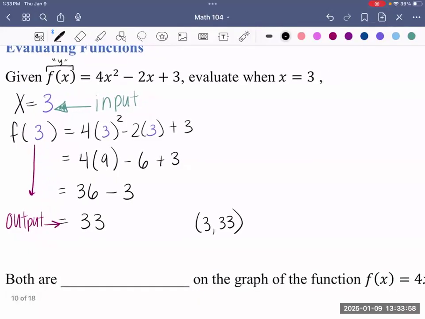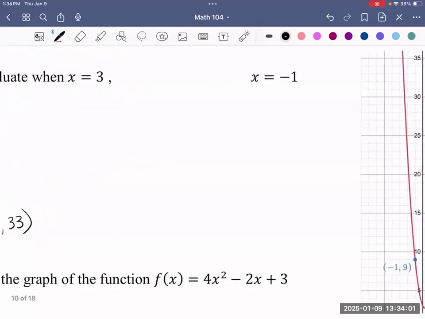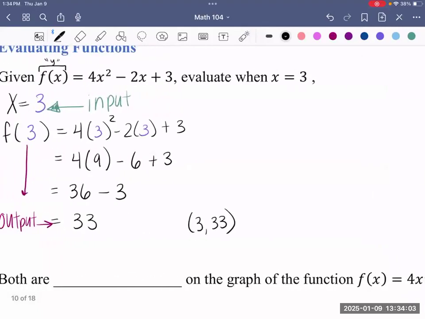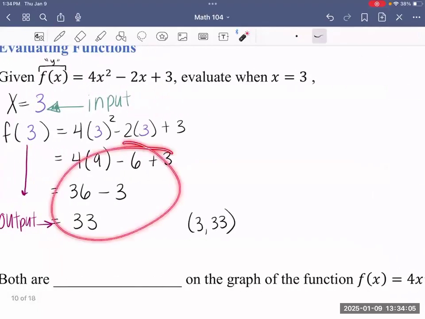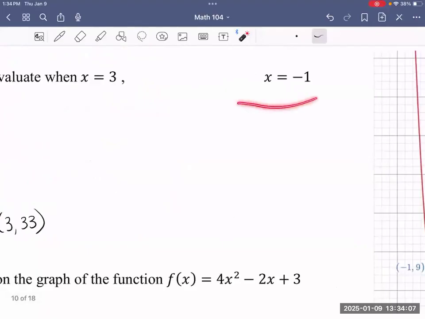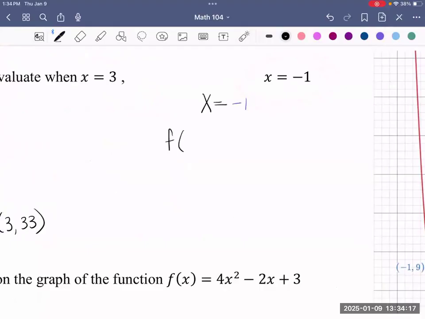Now let's say you guys try that one more time with -1. Now keep in mind, you don't have to do it by hand if you don't want to. You can take the time to plug it into your graphing calculators. So now we know when x is equal to -1, we are going to take the same formula, and I'm going to leave gaps everywhere the x value came up. I'm going to insert this time, instead of a 3, it's now a -1.